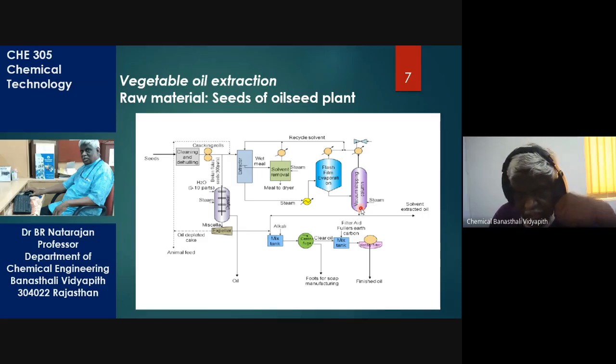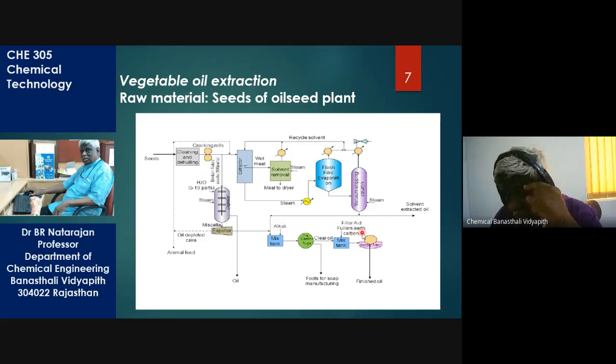And where else? So here the oil comes. So this is the cake, and what else is there? This goes to a mixing tank where alkali is added for neutralizing, and then centrifuge, and then the clear oil comes, then a mixing tank where we add filler and filler aid, fuller's earth.